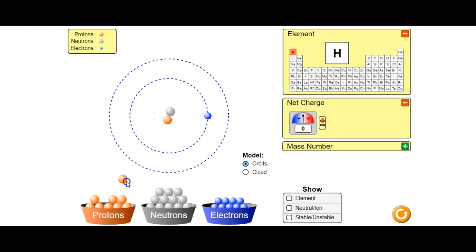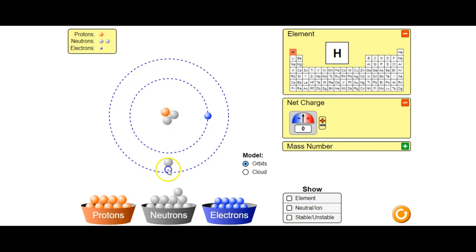Now, let's go back to our original setup. And let's add a neutron and see what happens to the net charge. It stays 0. So that means a neutron has no charge. It has a net charge of 0.